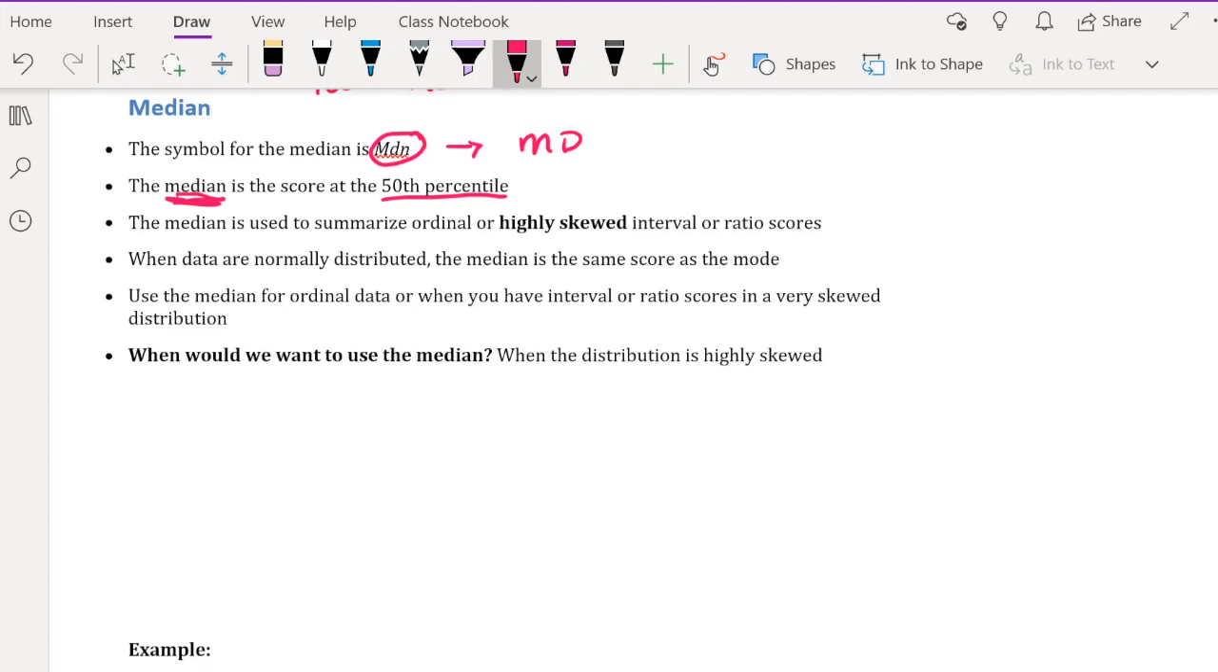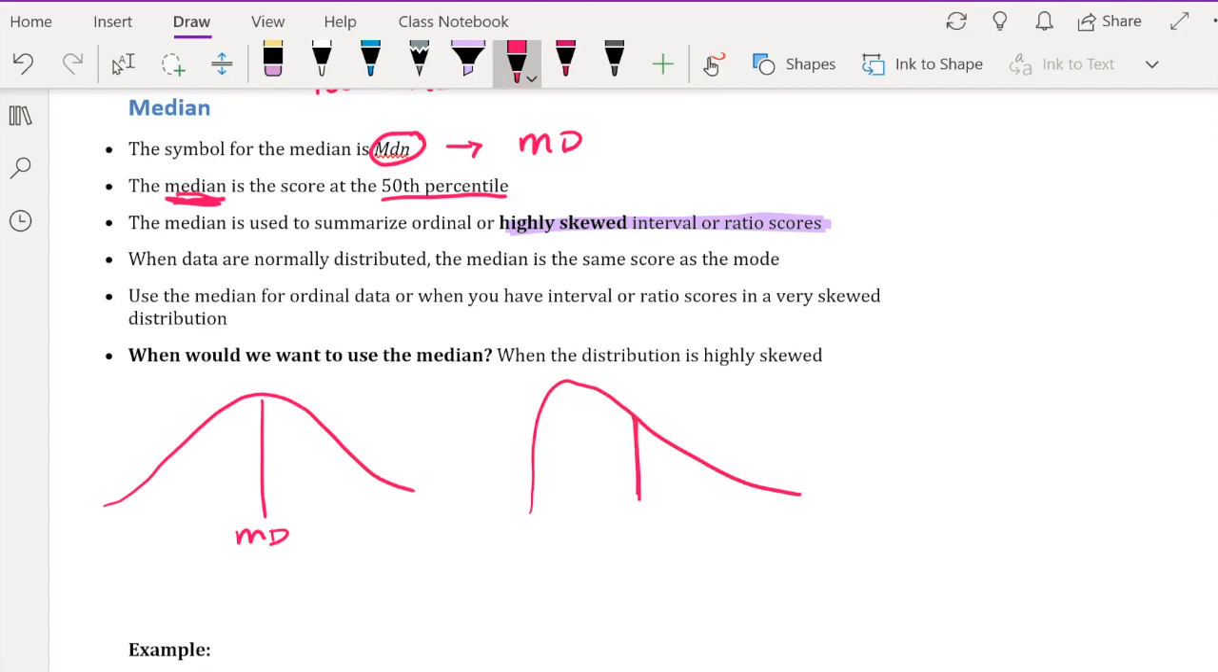The median is used to summarize a highly skewed distribution when you have interval or ratio scores. What's interesting about the median is that even if you have a skewed distribution, it will still be in the middle of the distribution. So let me draw that for you. I have a normal distribution. The median is going to be here. I have a skewed distribution. It's also going to be exactly in the middle of the distribution.